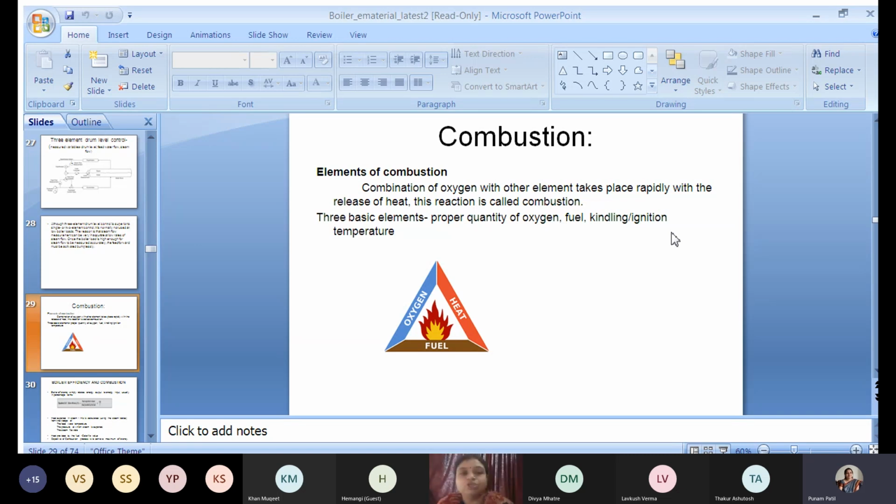There is a combination of the air with fuel, that is oxygen with fuel, and with ignition temperature it can produce the flame. So heat is generated. So these are the basic elements which are required. In this triangle also, combustion triangle, you will see oxygen, fuel, and it will produce the heat. So this is called the combustion triangle.